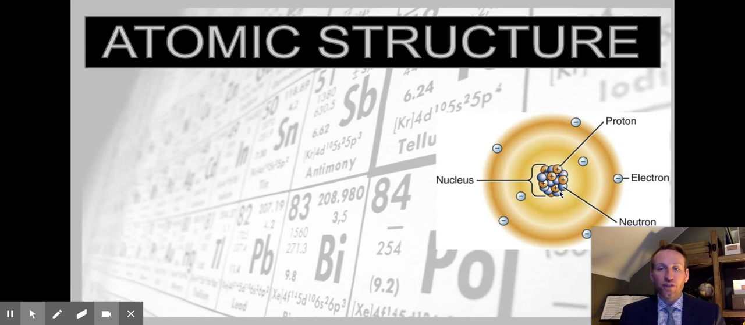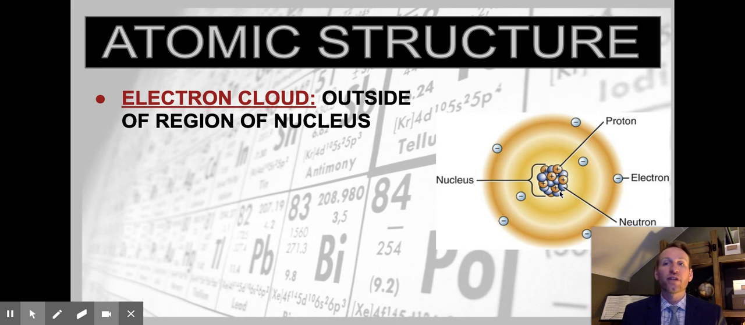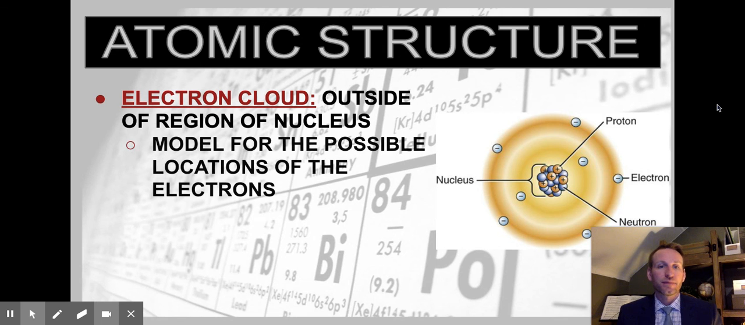All right, so let's move to the other region. You have two regions of the atom. The first region is the nucleus. The second region is called the electron cloud. The electron cloud is outside of the nucleus. We call this model of the atom the electron cloud model because this is the newer version of how scientists believe that the electrons are flying around the nucleus.